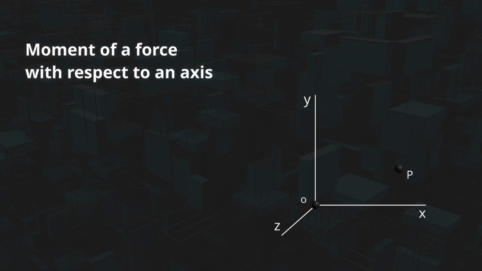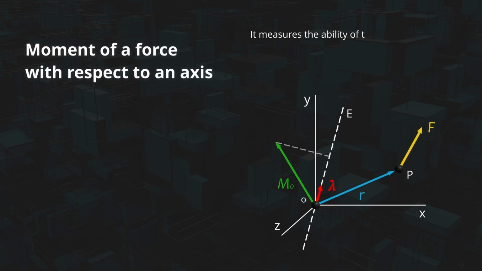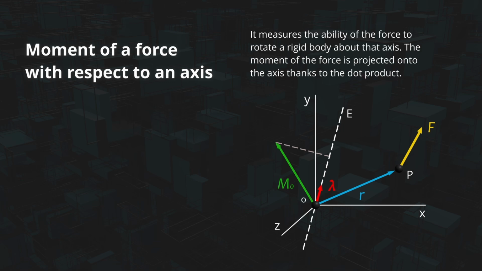The moment of a force with respect to a given axis is a measure of the force's ability to rotate a rigid body around that axis. It is defined as the projection of the moment of the force on the axis, and this is achieved with the help of the scalar product.